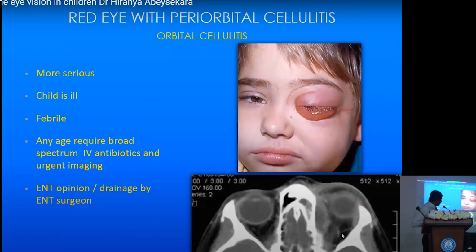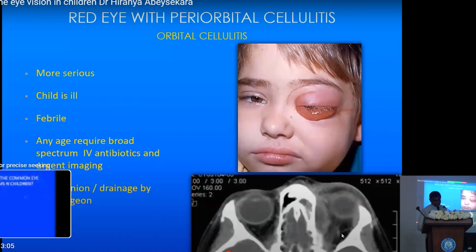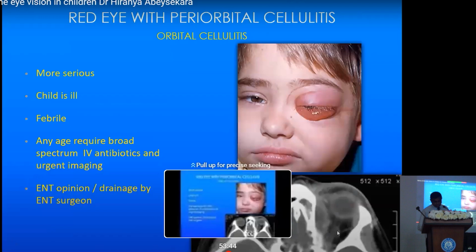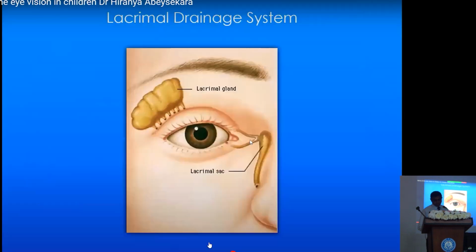So the abscess is in the nose, the nasal cavities, not directly in the orbit, but if this ruptures, it will go into the orbit. So this is an ill-looking child, needs IV antibiotics, ICU care, and all that. It's an emergency. I'm sure you will not try to manage.